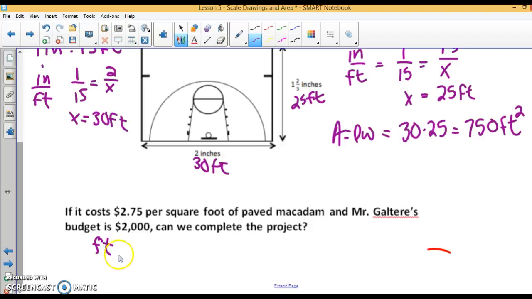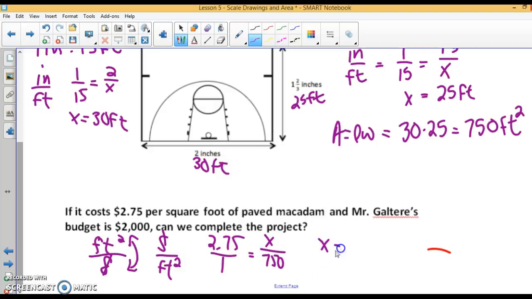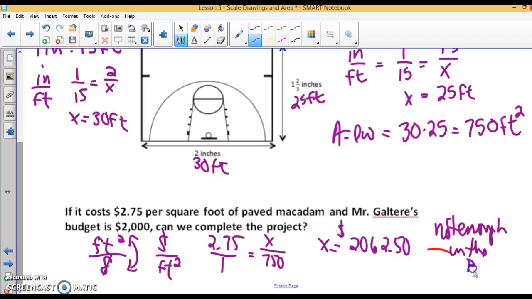So we are comparing square feet to cost. So it costs $2.75 per square foot. Actually, I'm going to write this the other way. I'm going to do cost per square feet. So it's $2.75 for 1 square foot. We want to know x for 750 square feet. So if I cross multiply, I will get x is $2,062.50. So do we have enough? No, not enough, because the budget is $2,000.